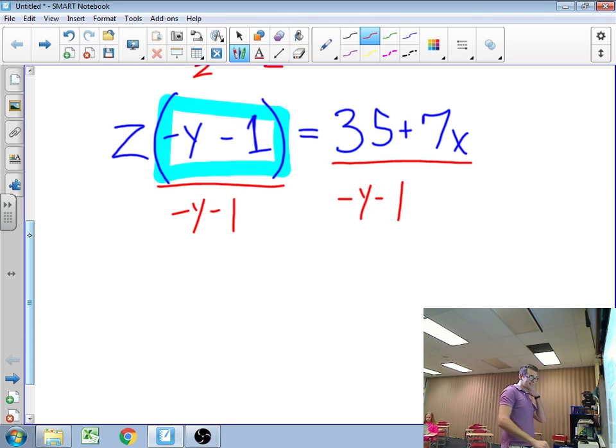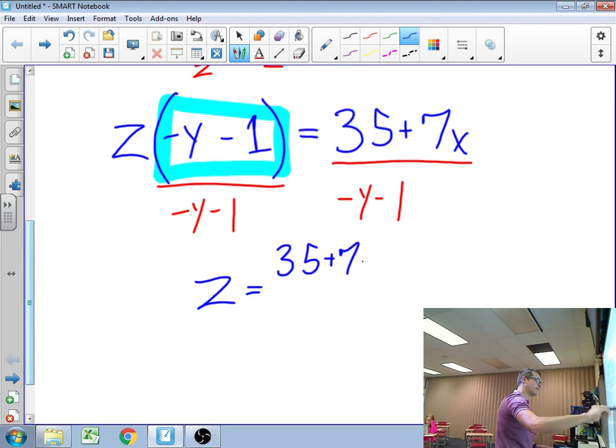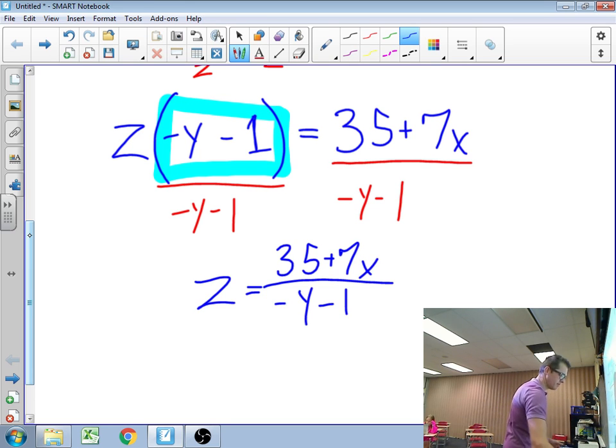So it's messy, but that's fine. z equals 35 plus 7x over negative y minus 1. That's what z would equal in that situation. So, for problems similar to number 11 from that first chapter mastery, if you're still having issues with it, please come work with me. We might need to review your skills at factoring. So let me know if you're still having any struggles, but hopefully that helps.